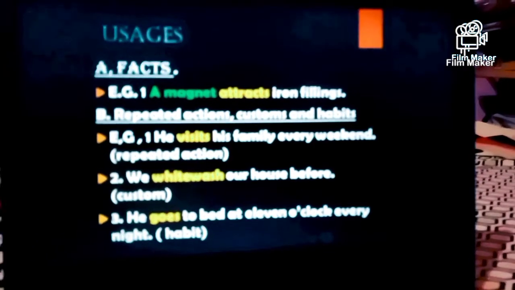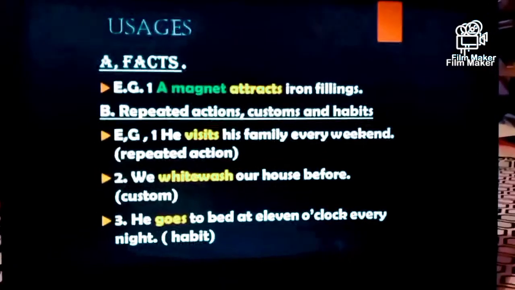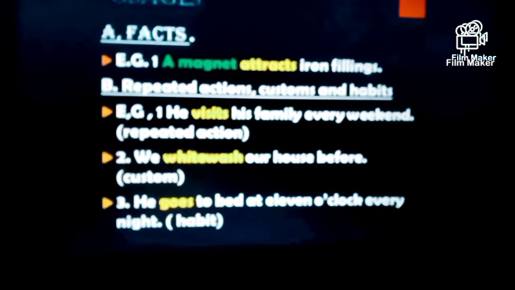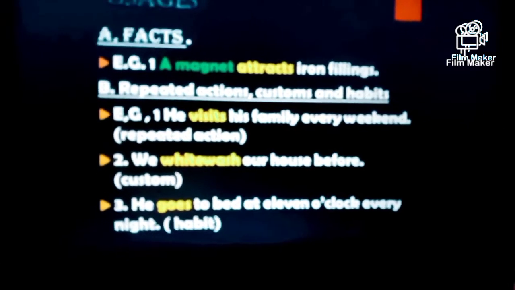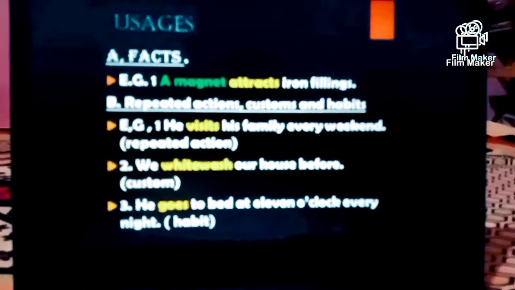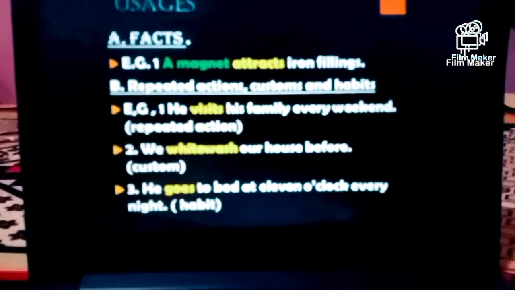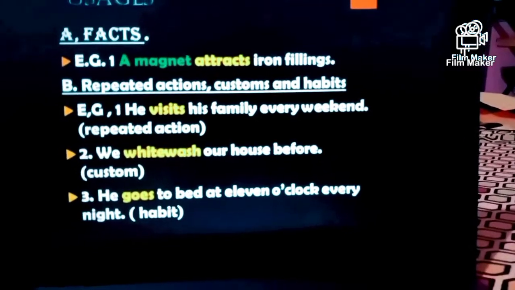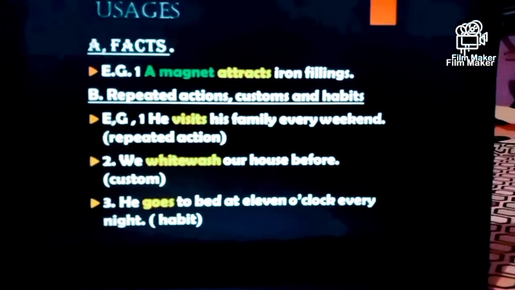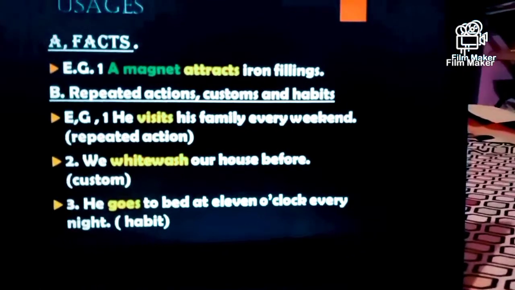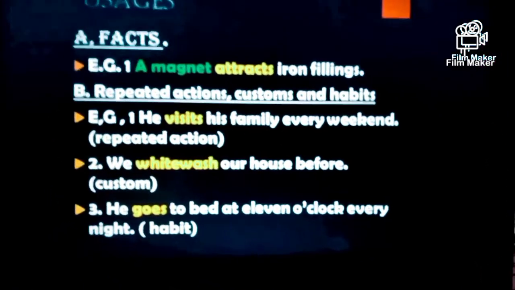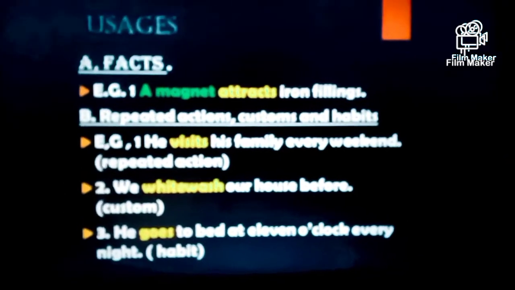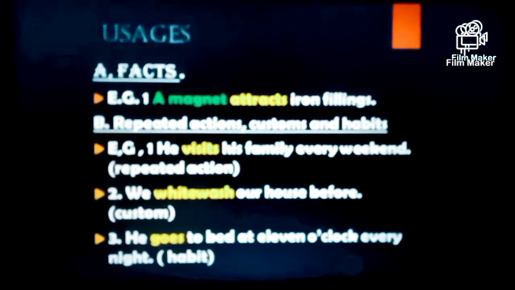This is a repeated action because every weekend he goes to his house to meet his family. But look at the subject and verb. He is third person singular, so it takes the verb visits, s or es added to the main form of the verb. Second example: we whitewash our house before Diwali. Here this is a custom. Whenever Diwali comes, we whitewash our houses. That is a custom in our country. Look at this structure: we is a plural subject, so it takes the V1 form of the verb whitewash.